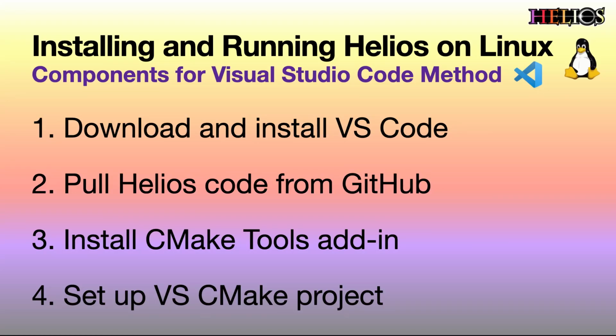All right, next we'll demonstrate how to do basically the same thing except using Visual Studio Code. So the first thing we'll do, of course, is to download and install VS Code. Then we'll use that to pull the Helios code directly from GitHub. Then you need to install the CMake tools add-in within VS Code, and then we'll configure and set up our VS Code CMake projects and run several different tests.